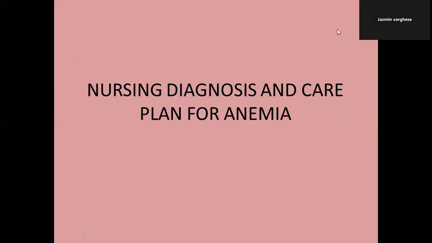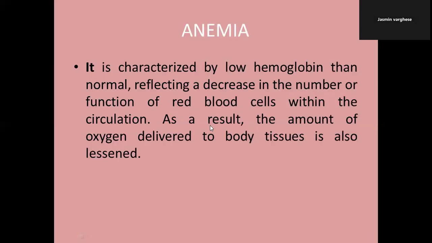Right. Welcome back. Today we are going to discuss nursing diagnosis and care plan for anemia. Hope you all know what anemia is. It is a condition characterized by a low amount of hemoglobin than the normal level, reflecting a decrease in the number or function of red blood cells within the circulation. As a result, the amount of oxygen delivered to the body tissue is also lessened.